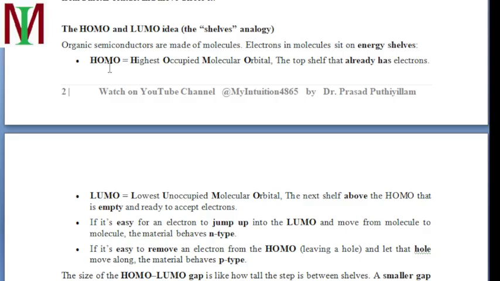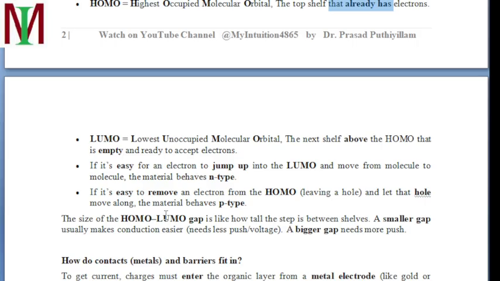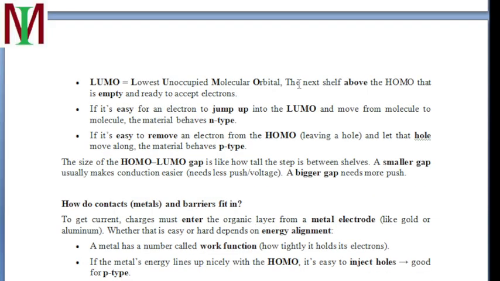So the electrons are there in the highest occupied molecular orbital, which means it's the top shelf that already has the electrons. The lowest unoccupied molecular orbital is the next shelf above the HOMO, that is empty and ready to accept electrons. It is free and is capable of holding electrons. We call it the lowest unoccupied molecular orbital.